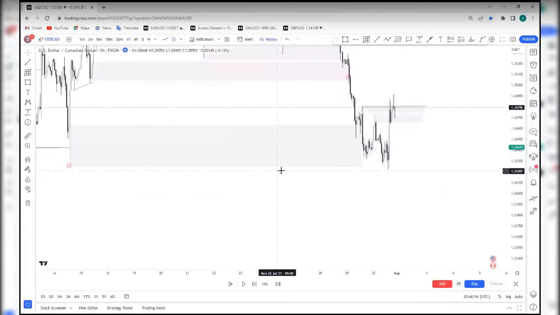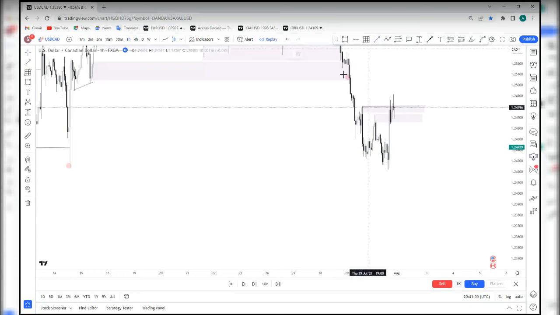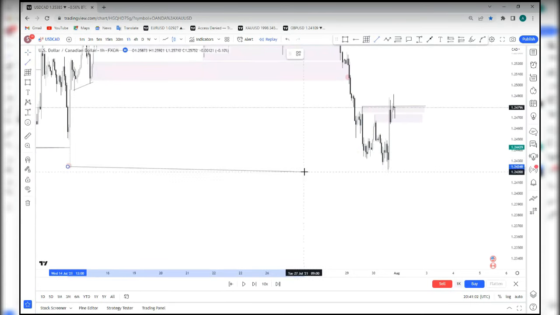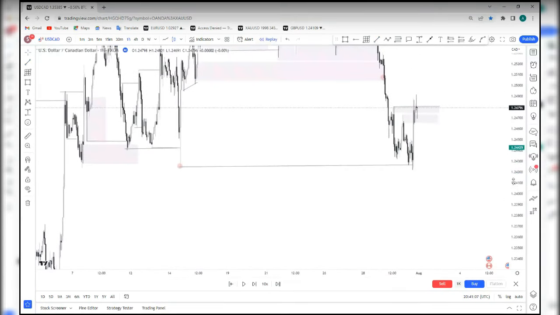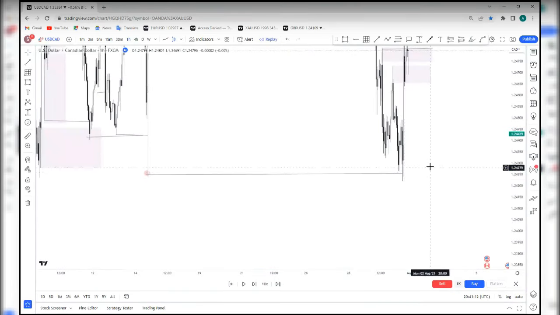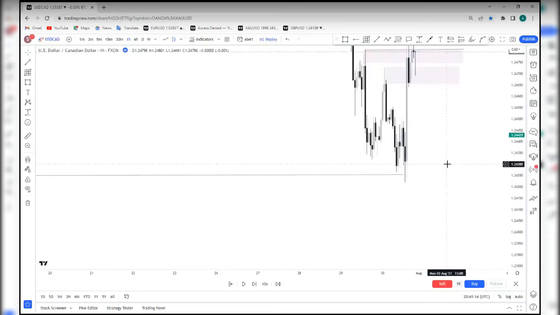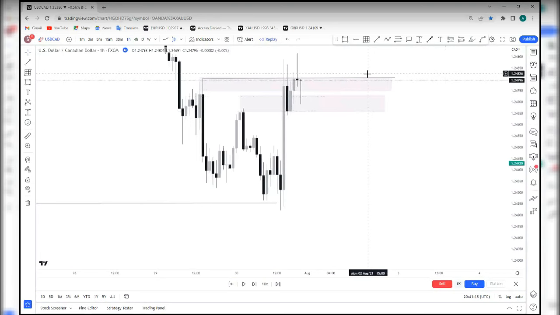Can you see? Price entered this a little bit. Now we don't have a break of structure. I want to see a body break. I told you about body break of structure. Yeah, price entered it. This is a hunt, and you can see we have a break. Now, having this break, I'll be looking for a buy.